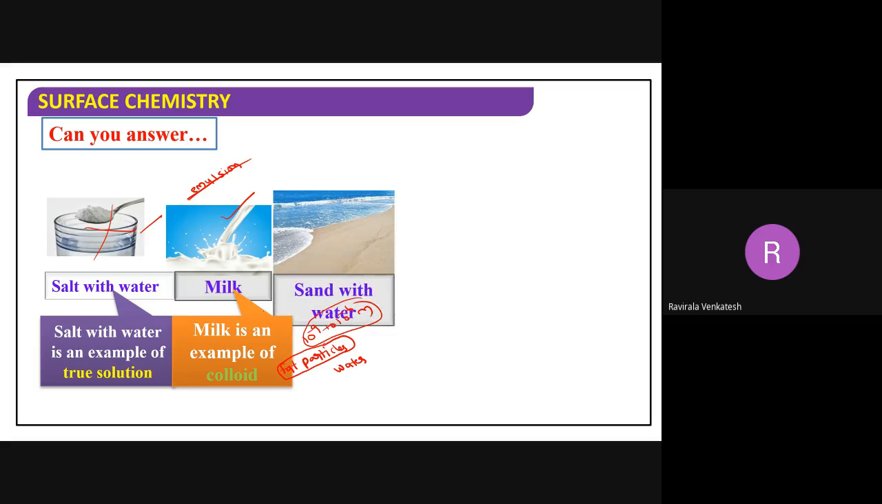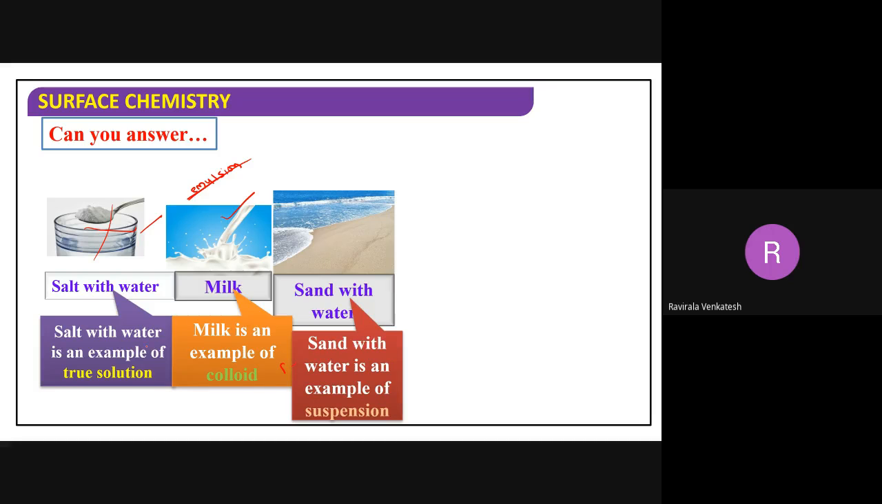Next, sand with water. Sand with water is purely a suspension. If you add some sand in the water, it will come down and reside at the bottom. It's a suspension, not at all colloidal. Suspension means it gives precipitation. The dispersion phase and dispersion medium are completely separable here, so you can easily distinguish it. So suspensions are not at all colloidal.